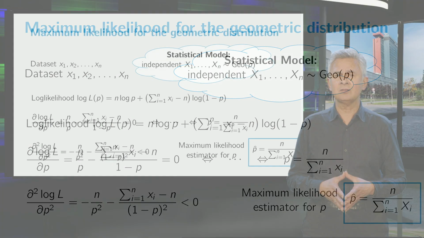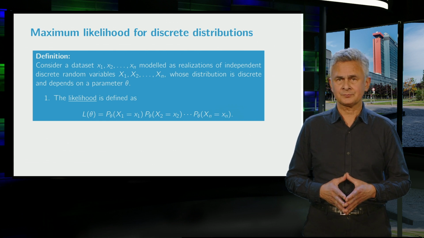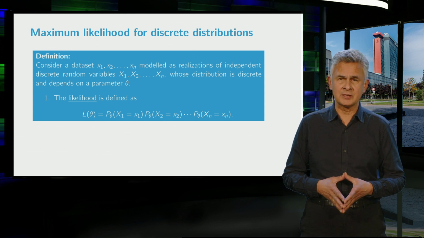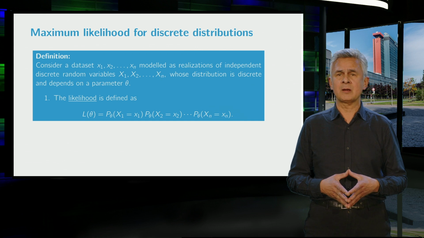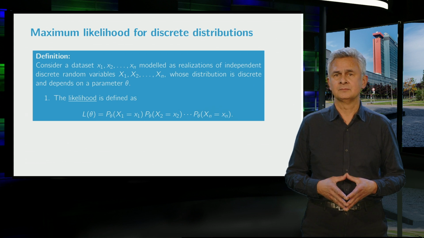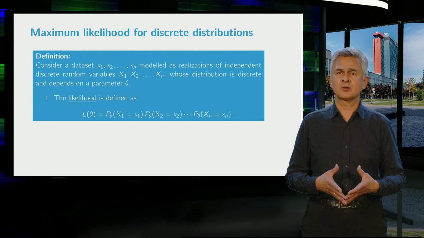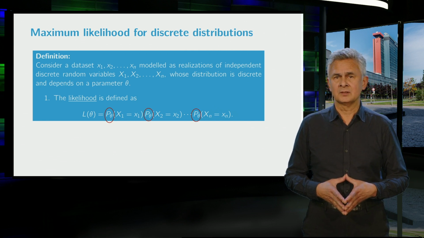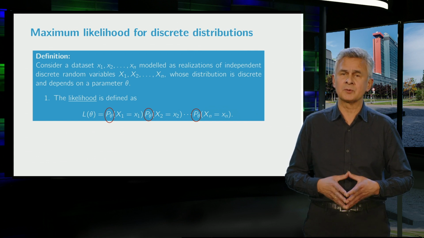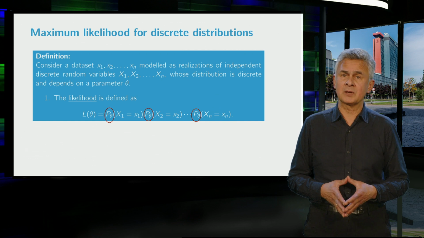So this brings us to the following definition of maximum likelihood estimators for discrete distributions. When our dataset is the realization of independent random variables with a discrete distribution, depending on some parameter theta, then the likelihood is defined as the probability of the data. Due to the independence of the capital Xi, this is the product of the marginal probabilities. The subscript theta below capital P is to emphasize that the model distribution depends on a parameter theta. For example, in the geometric example, the role of theta was played by the parameter p.